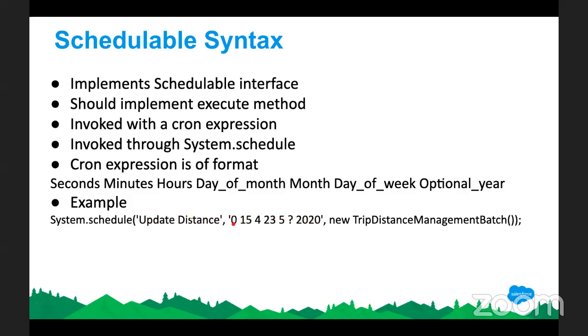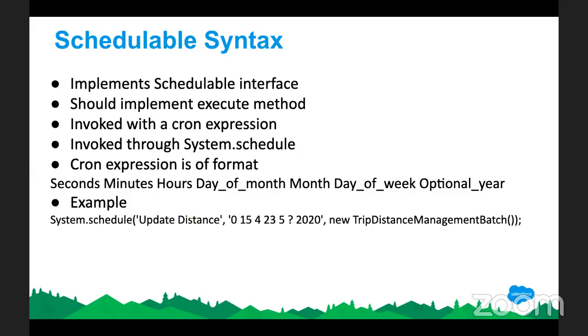For example, this cron expression will run at the 0th second, 15th minute, 4th hour. So 4:15 basically on 23rd May. So that time has already passed, right? So this should have been processed. Then we call the class name, a new instance of the class name. That will schedule the job, and at the moment this scheduler will run only one time because we are specific about the date and time.